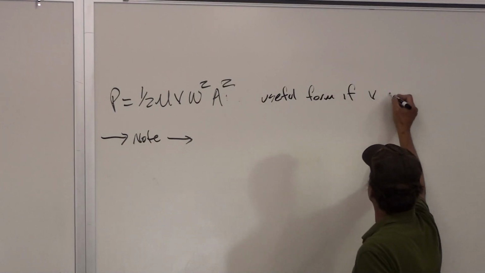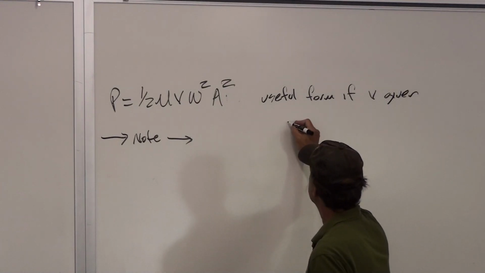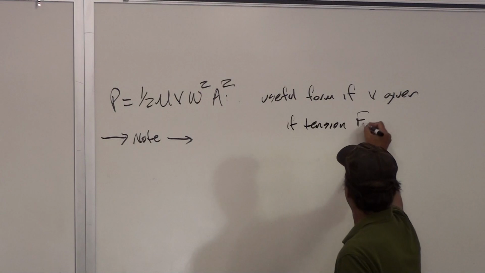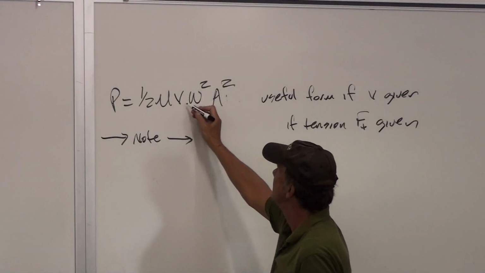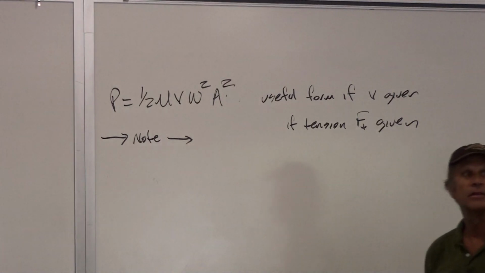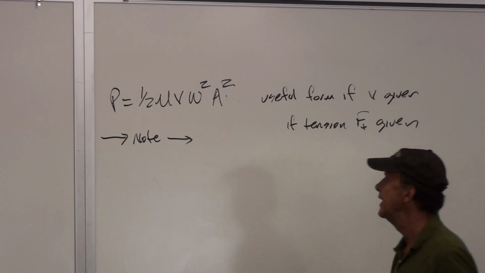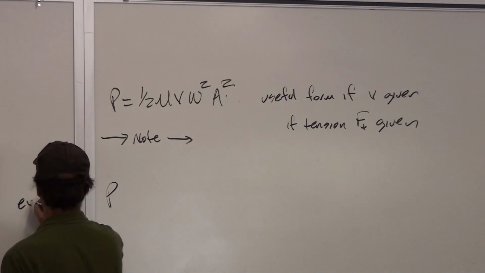If v is given. But if v isn't given and the tension is given, then what we would want to do is eliminate the velocity in favor of the tension by writing it as the square root of the tension divided by the mass per unit length. So this is an equivalent form.